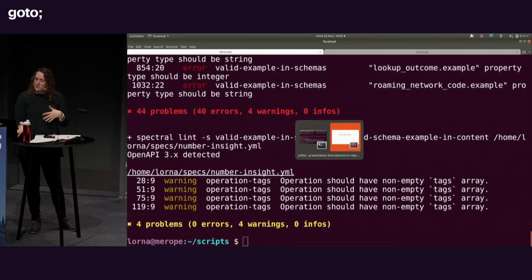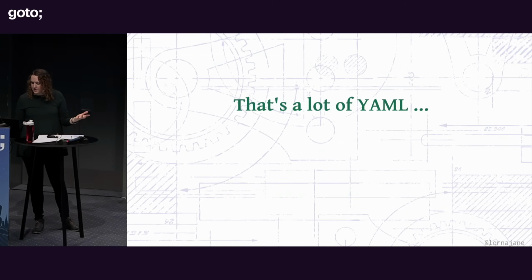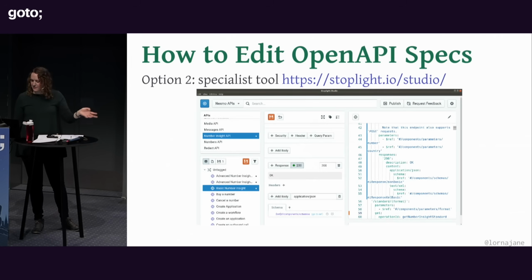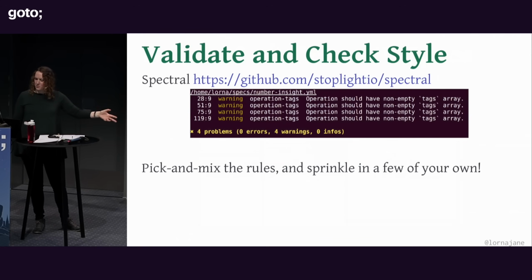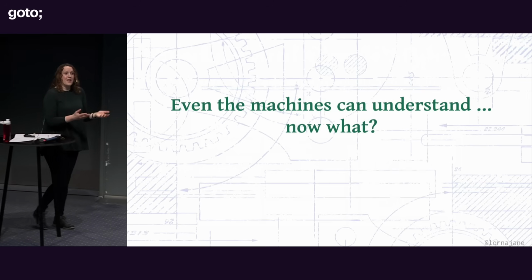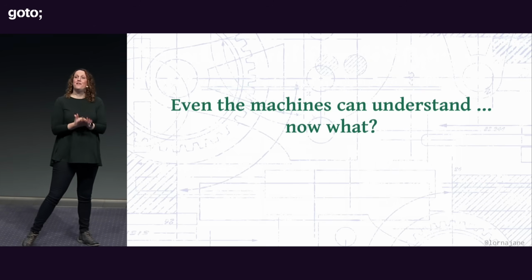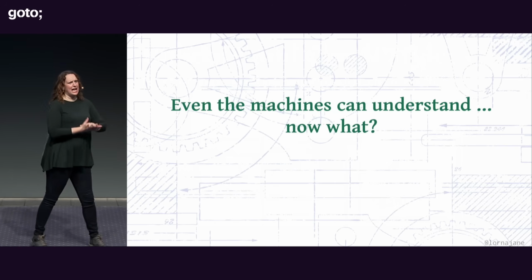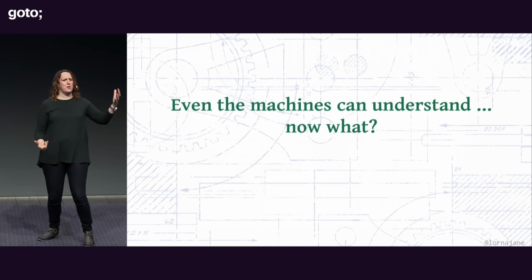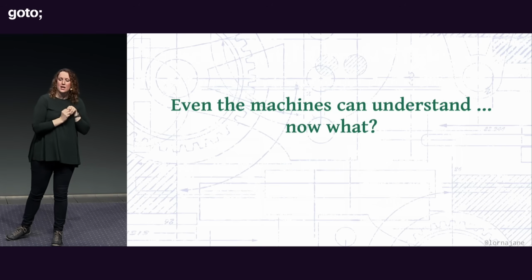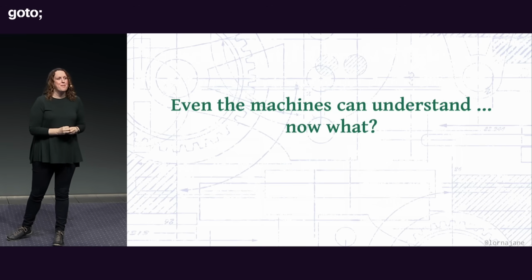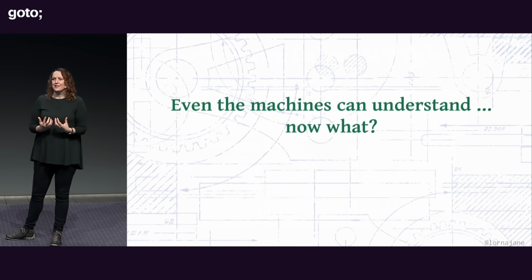So we can use whichever tools we want to. Here are the slides in the deck, so you can download this later and get all this again. Look, woo, Spectral. So that's great. We've figured out how to handle thousands of lines of YAML, how to validate it, how to style check it, how to wrangle it. It can be a bit verbose sometimes. We've explained our API. We've described it in great detail so that even the machines can understand what we've built.